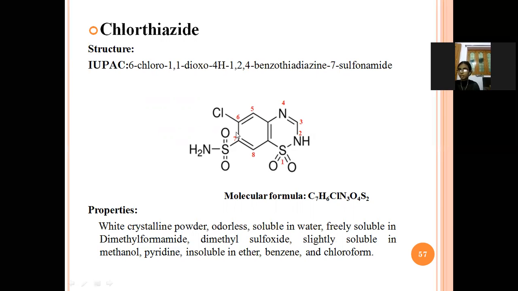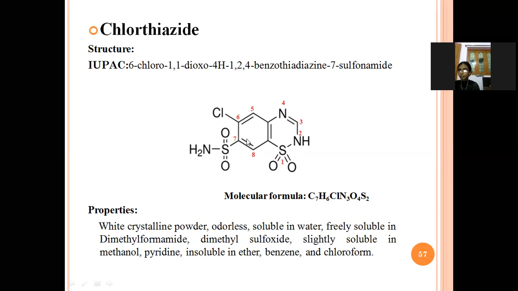Benzothiazine. In 7th position, the sulfonamide group is there. In 6th position, the chlorine group. And in first position, the oxygen atoms are there. See here, 6-chloro-1,1-dioxo-2H-1,2,4-benzothiadiazine-7-sulfonamide.